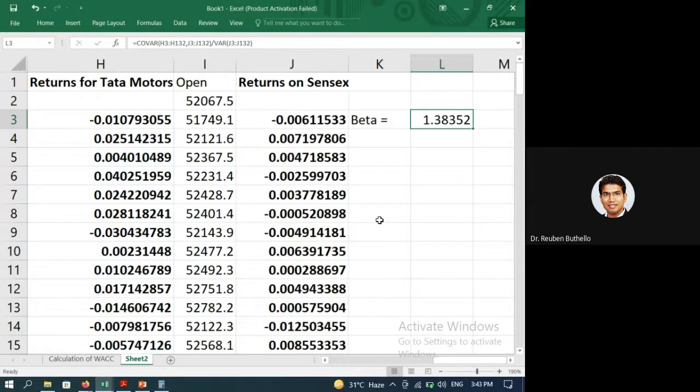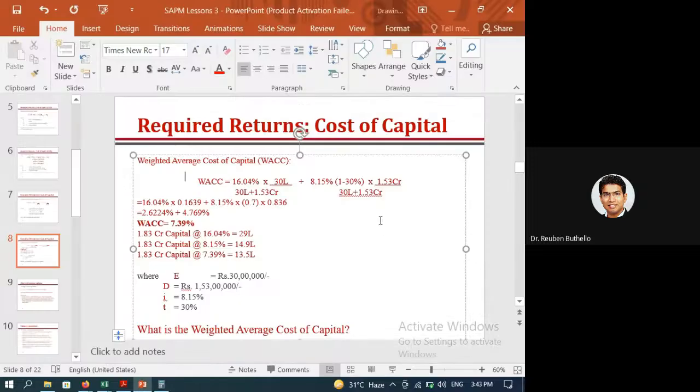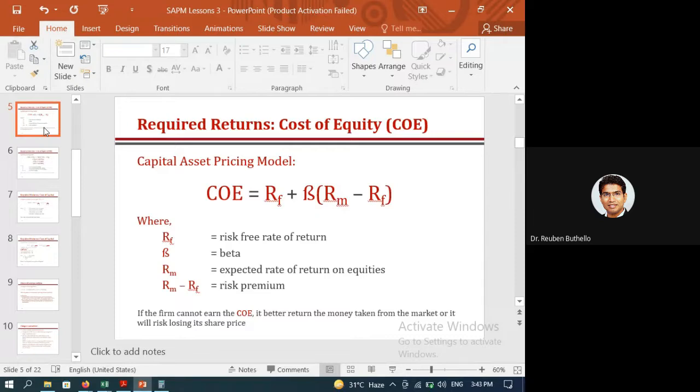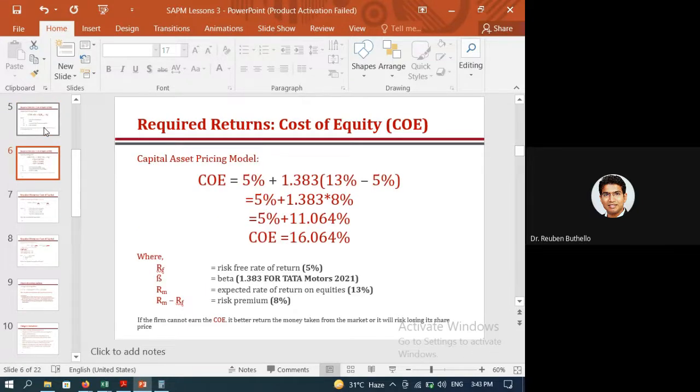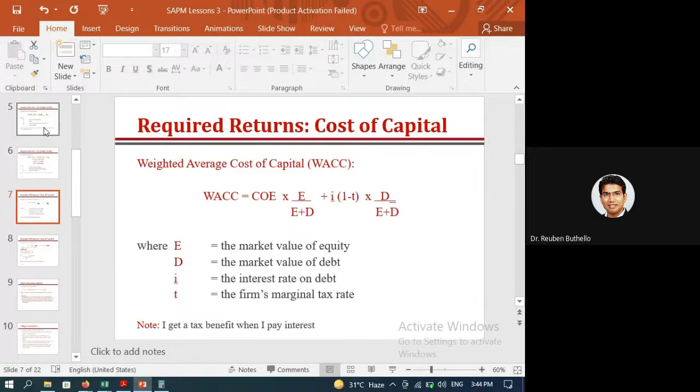Once I had the beta figure, I went to the CAPM formula: cost of equity equals RF plus beta into RM minus RF. I simply put the figures inside. RF is 5%, then I took the beta calculated from the Excel file and put it there. 13 minus 5, got those figures. From that, I got my cost of equity. My cost of equity came up to 16%. I then use that cost of equity as the COE, which you see over there.